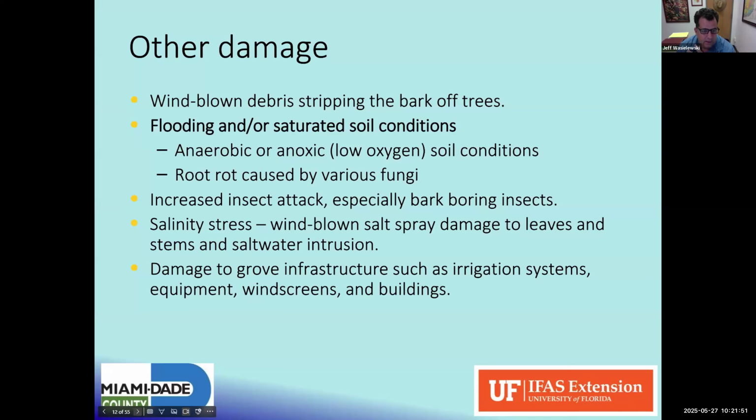Salinity stress, if you have that storm surge or the wind blows salt up on the trees. And then you have damage to grove infrastructure, your irrigation systems, which can be a problem after the storm because the trees maybe don't have as many leaves, they don't have as many roots, so they're going to need a little irrigation. Damage to equipment, windscreens, and buildings.